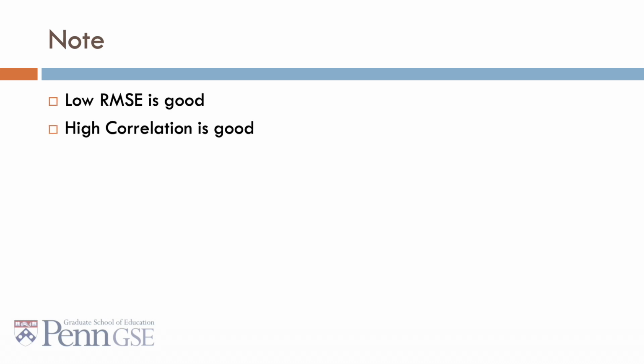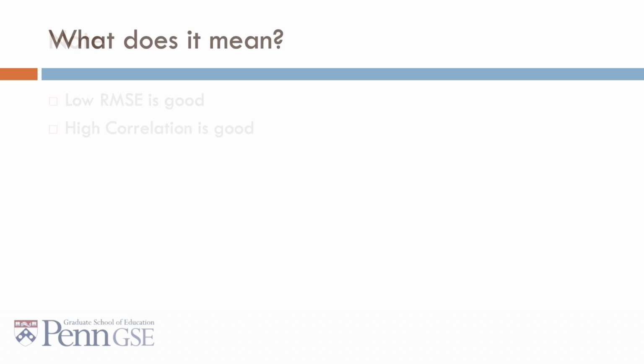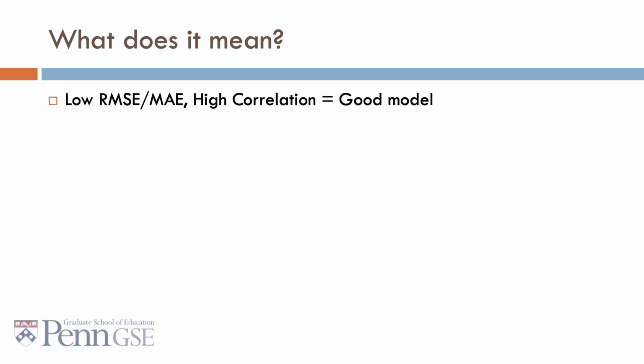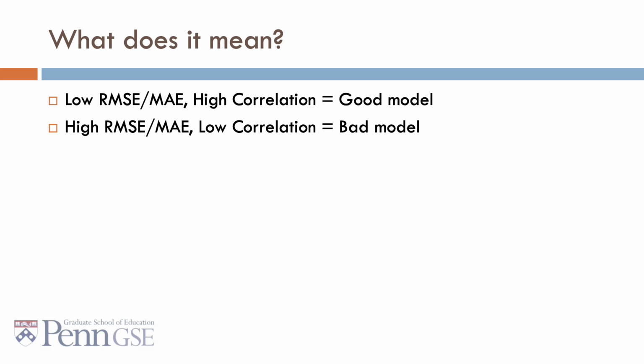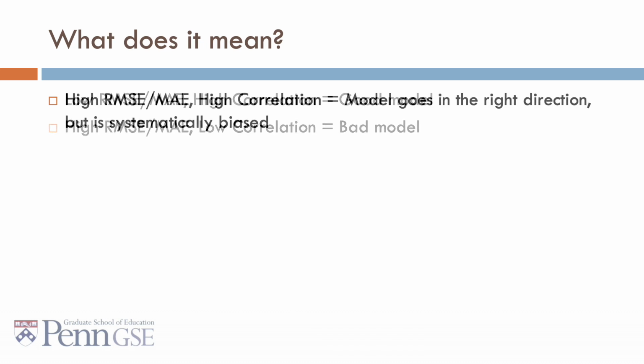Okay, so moving on. A low RMSE is good, and a high correlation is good. Now some cases are pretty obvious. If you have a low RMSE or MAE and a high correlation, you've got a good model. If you've got a high RMSE or MAE and a low correlation, you've got a bad model. What if you've got a high RMSE or MAE and a high correlation? In this case, the model's going in the right direction, but it's systematically biased.